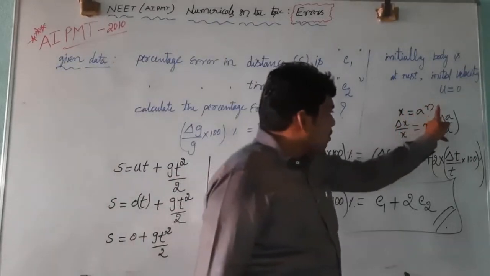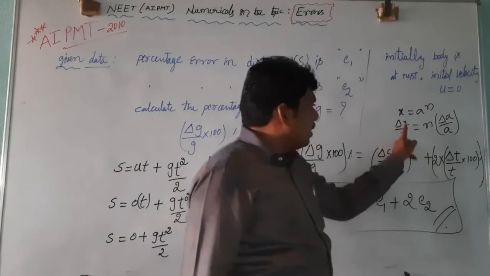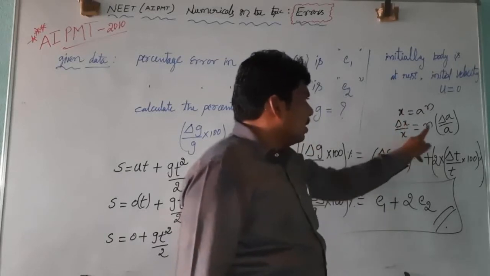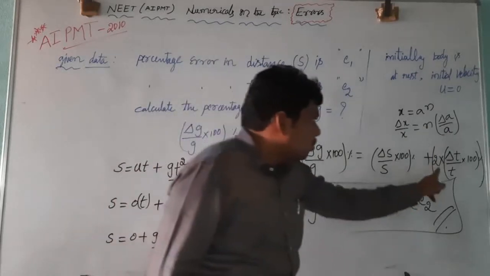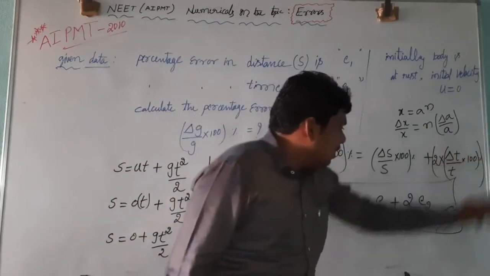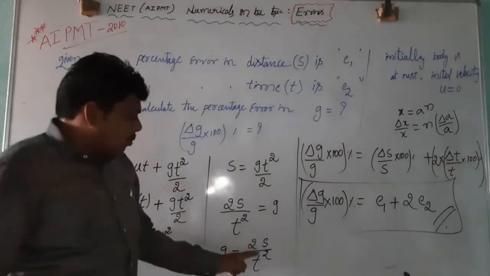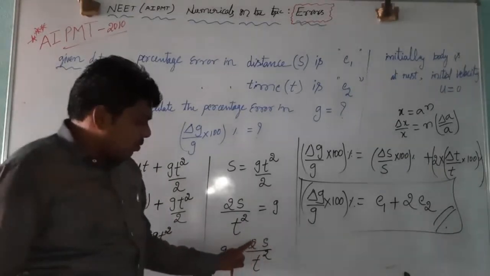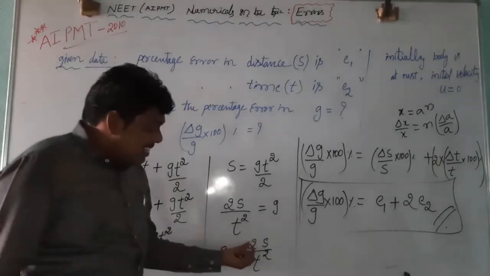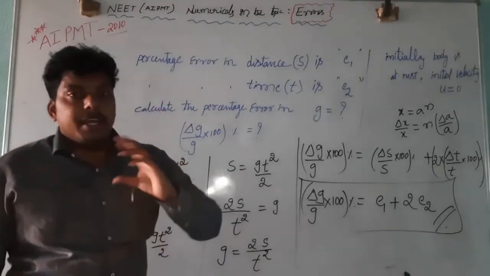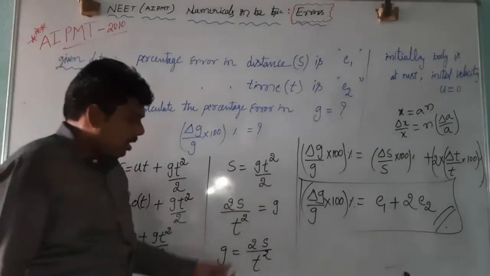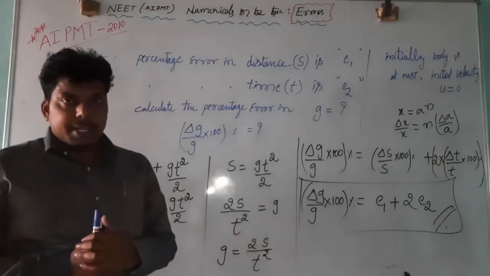X is equal to a to the power n. Relative error in x is given by delta x by x is equal to n into delta a by a, so that we have used here, 2 into delta t by t into 100%. You may think, why we didn't take the 2 for the s or 2 for the t? Because this is the proportionality constant. While determining the errors, we should not consider the proportionality values.